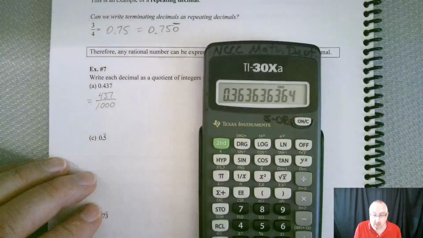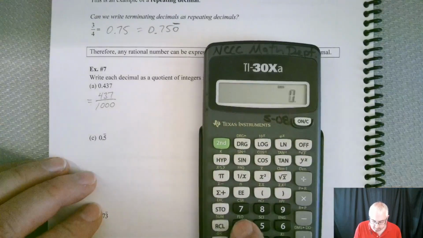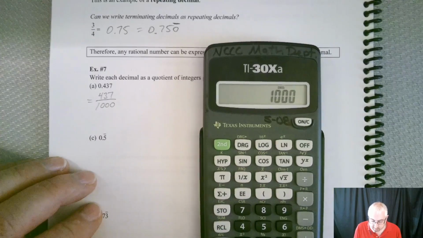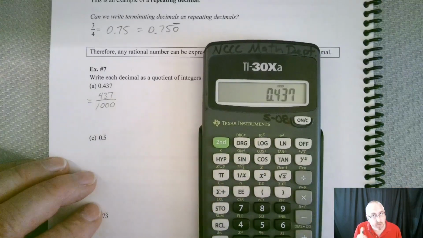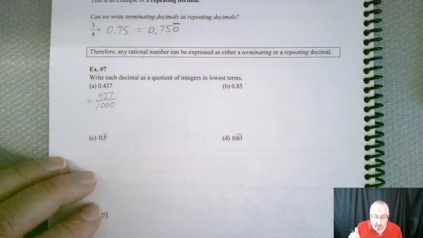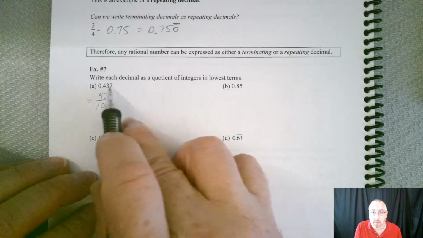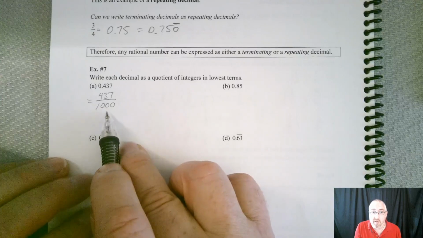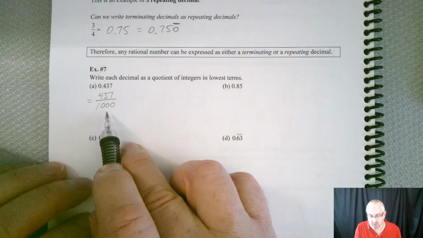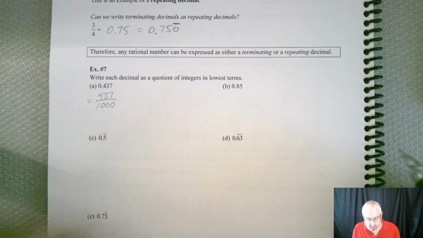Now, remember, if you're not sure, double check. If we divide 437 by 1,000, we get back what we started with. So we're good. Now, the only step left to do is make sure that this is in lowest terms. So is 437 over 1,000 in lowest terms? You betcha, it is. So that's done.